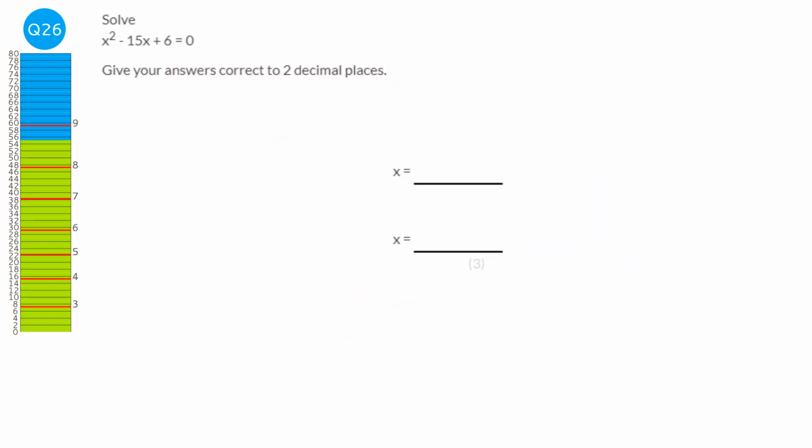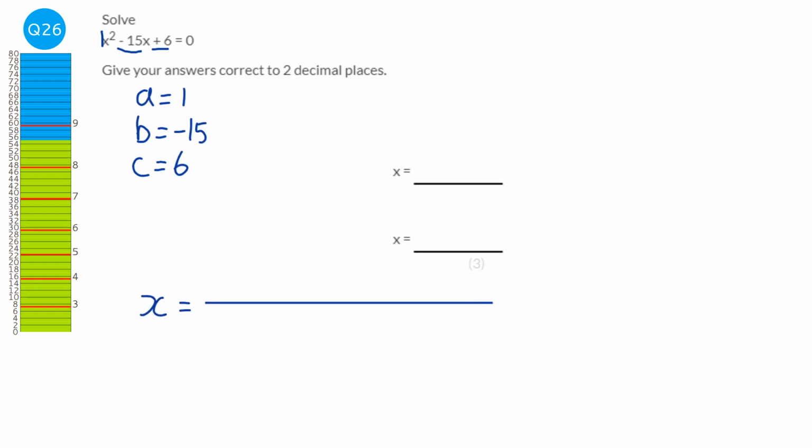We're asked to solve this quadratic, and we're told to leave the answers to 2 decimal places, so chances are we're using the quadratic formula. For that we need a, b, and c. A is the coefficient of the x squared. We don't actually have a number before the x squared, but there is a 1 there, we just don't bother showing it. So a is 1. B is the coefficient of the x, which is minus 15. And c is the number left over at the end. We're going to write down the quadratic formula, but instead of a, b, and c, we feed in the values that we've got.